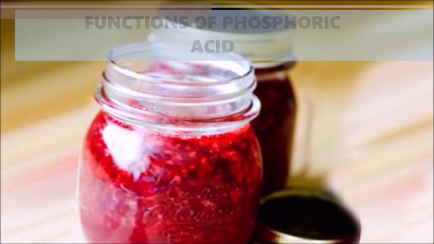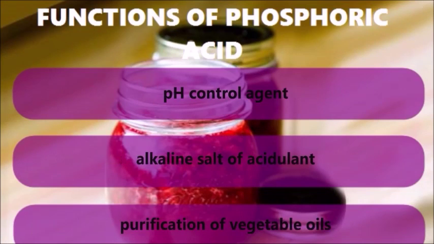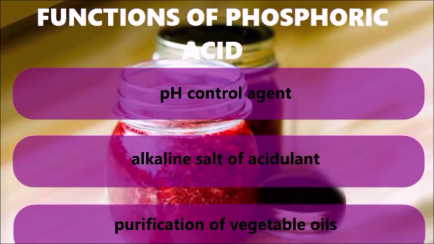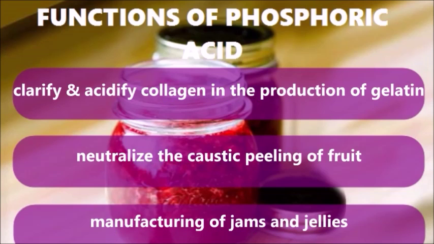Functions of phosphoric acid. Phosphoric acid is not just a pH control agent. It also alkalizes the acidulant. It can also purify vegetables. Other functions of phosphoric acid are that it can clarify and acidify collagen in the production of gelatin. It can neutralize the caustic film of food, and it is also used in manufacturing gems and jellies.